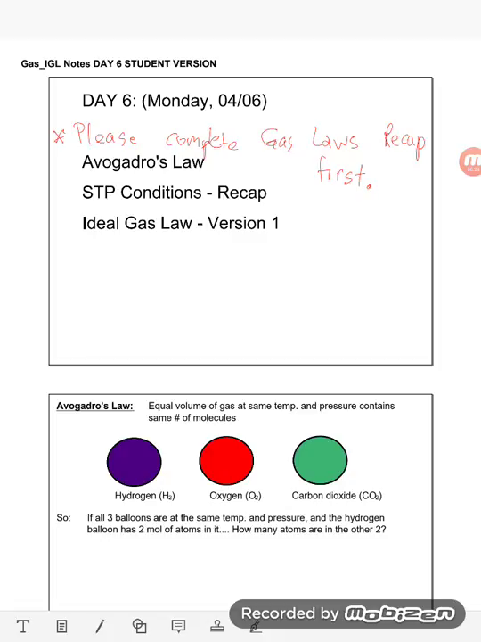We're going to recap what STP means, and we'll start looking at what we call the ideal gas law. And there's three different versions. We're going to focus on version 1 today.